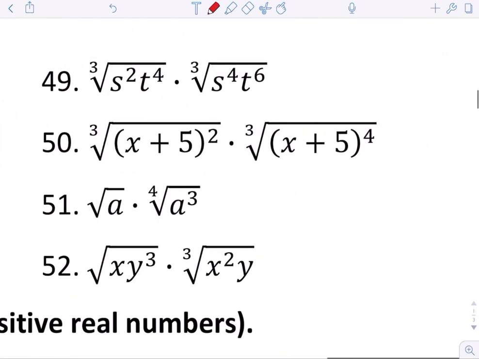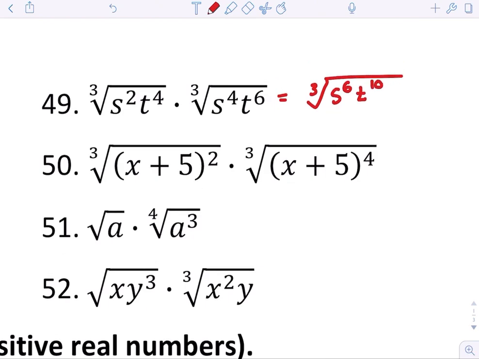All right, 49. Both of them are cube root, so we can combine or multiply. Cube root of s squared times s to the 4th is s to the 6th. T to the 4th times t to the 6th is t to the 10th.